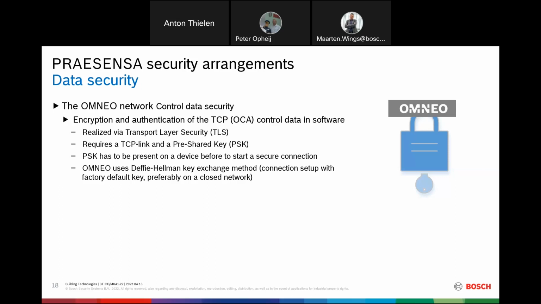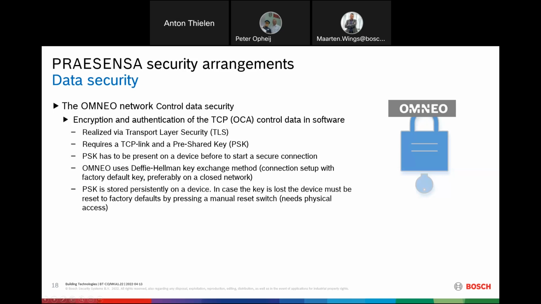So that means the connection is set up with the factory default key, as mentioned before, and this is preferably on a closed network. When you do the configuration of your system, it is recommended to do that on a closed network so that you are sure that no externals can access it, because you are using a factory default key at the first moment to share the new pre-shared key. This PSK is then stored persistently on the device, and in case the key is lost, the device must be reset to factory defaults by pressing a manual reset switch.